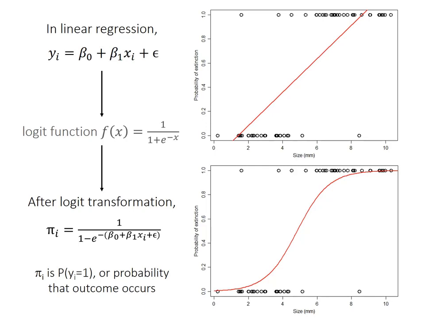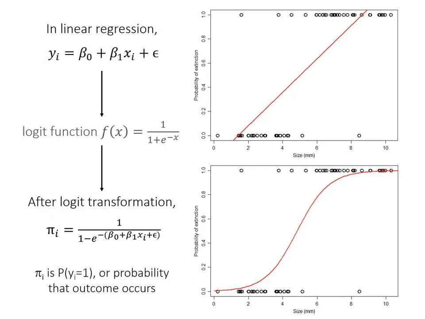But after applying this logit function, we then get the equation at the bottom, where pi i is the probability now that the outcome occurs. So pi i is the probability that y equals 1. And so the regression line, after transforming it with the logit function to get 1 over 1 plus e to the minus the equation there, is now bound between 0 and 1, which is what we want, this curved regression line here.